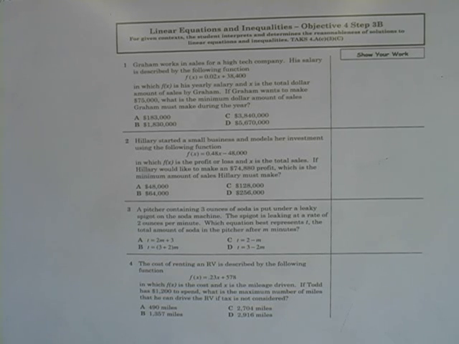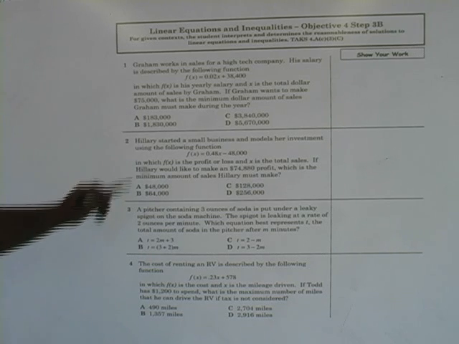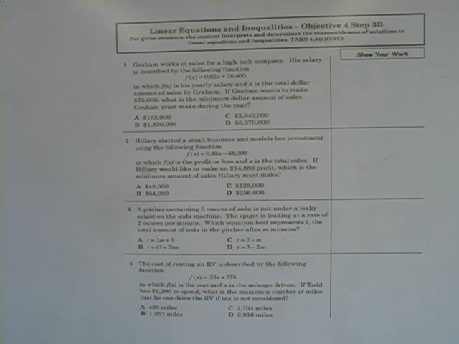Okay. Number one. Graham works in sales for a high-tech company. His salary is described by the following function. f of x is the salary, x is the total dollar amount of sales by Graham. If Graham wants to make $75,000, what is the minimum dollar amount of sales he must make during the year?